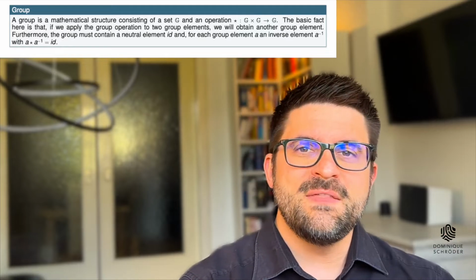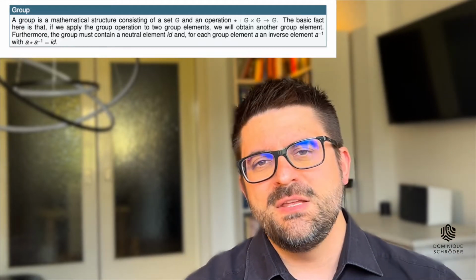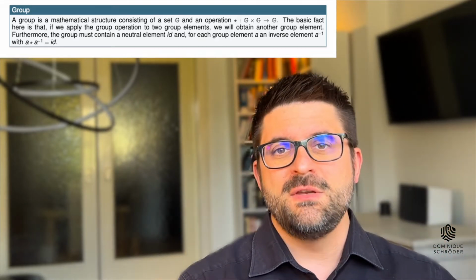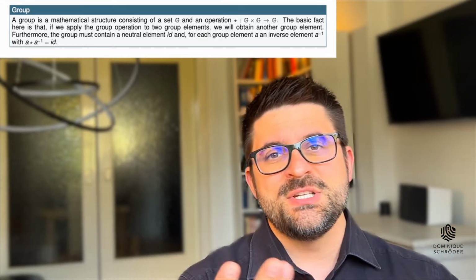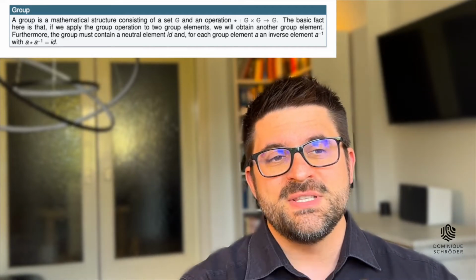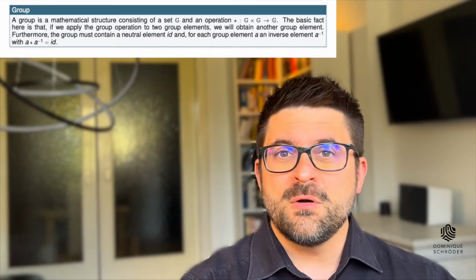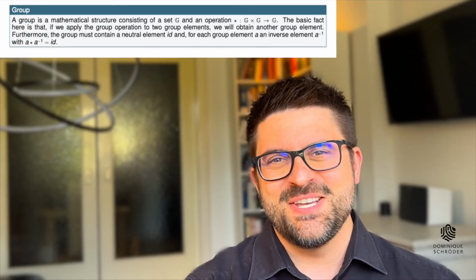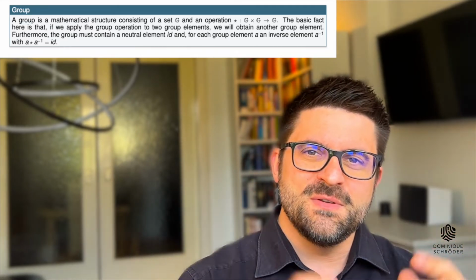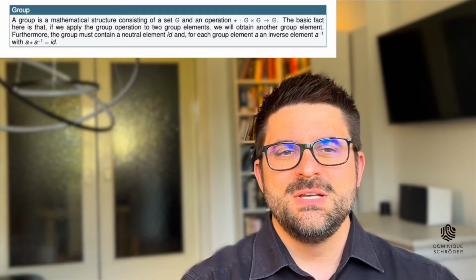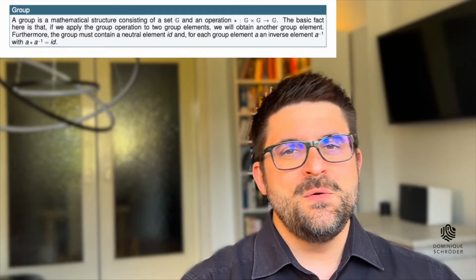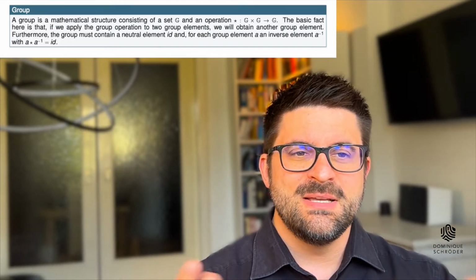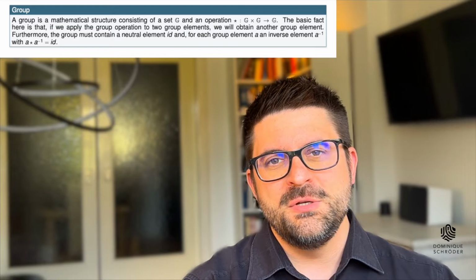Furthermore, it is required that there is a neutral element. The neutral element means that whenever you apply the group operation to an element and the neutral element, then essentially you stay with the first element. Furthermore, there's an inverse operation. As the name suggests, the inverse operation reverses what you did before. To be more precise, if you apply the group operation to an element and to its inverse element, then you will end up with the neutral element.